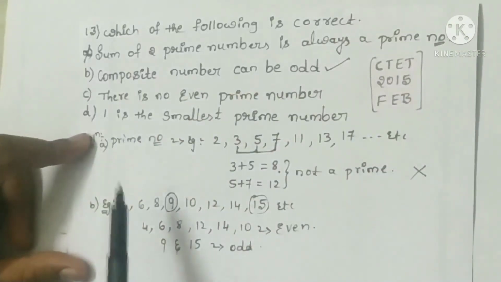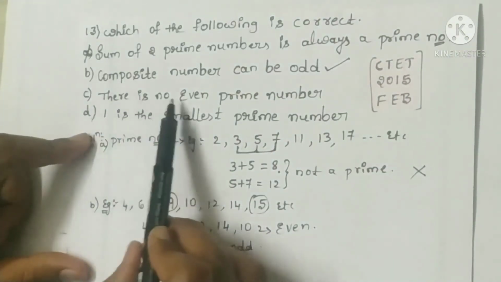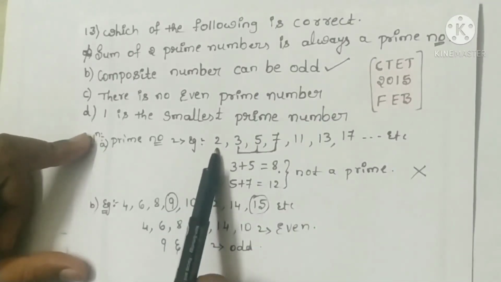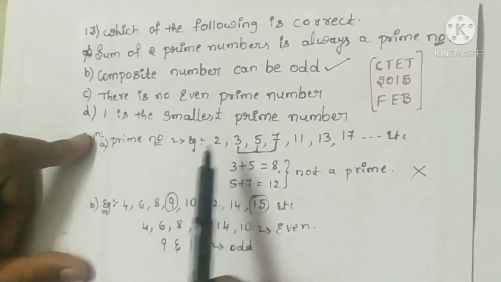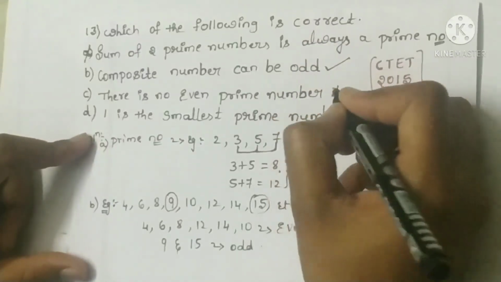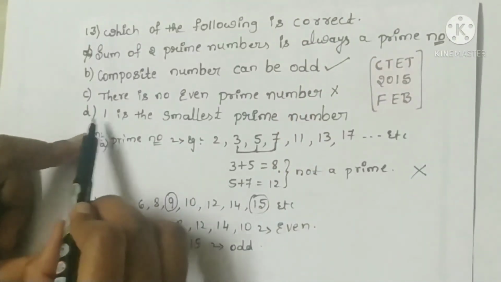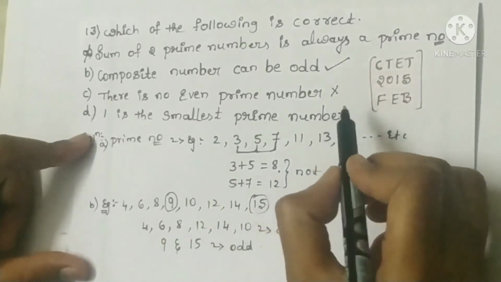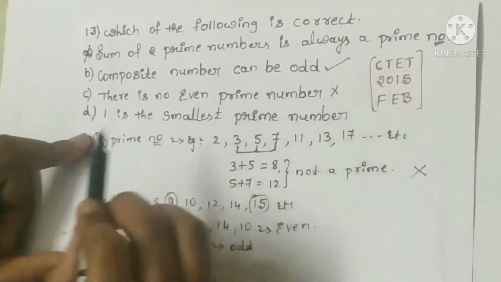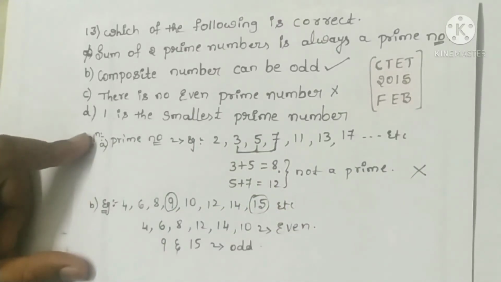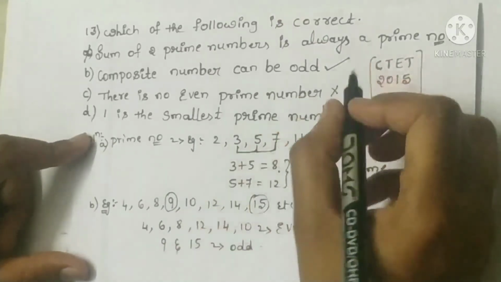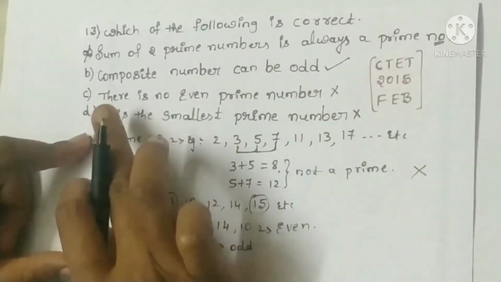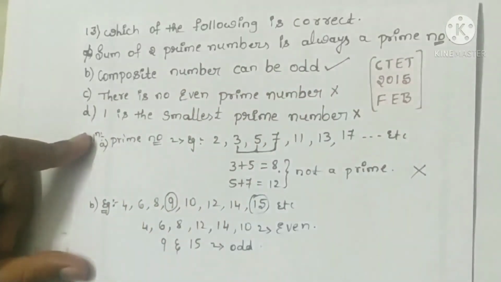Now if you go for option C, that is there is no even prime number. This is a wrong statement because 2 is an even prime number. Next, the final one, option D. 1 is the smallest prime number. I already said in my previous video that 1 is neither a prime number nor a composite number. So this option is also wrong. So here the correct answer is composite number can be odd.